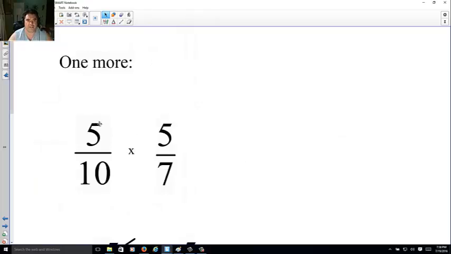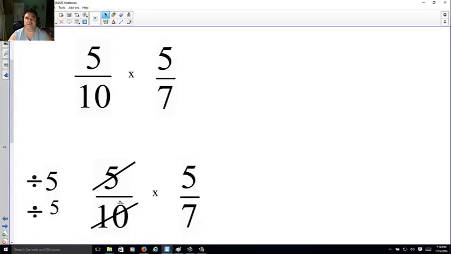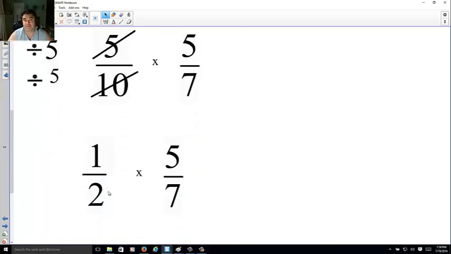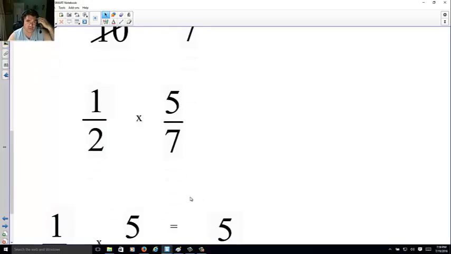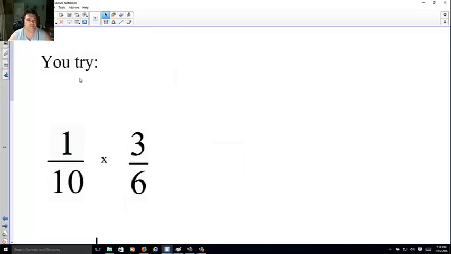One more. So take a look at this here. I have 5 times 5 and 10 times 7. I could start with 25 over 70, but why not divide both of these by 5 to begin with? So 5 divided by 5 is 1, and 10 divided by 5 is 2. So this turns into 1/2, because now 1 times 5 is 5, and 2 times 7 is 14. Makes it a lot easier. Fractions aren't hard once you know all the little ins and outs and tricks to them. So you try. Go ahead and pre-divide if you can. Pause. Let's see how you did.